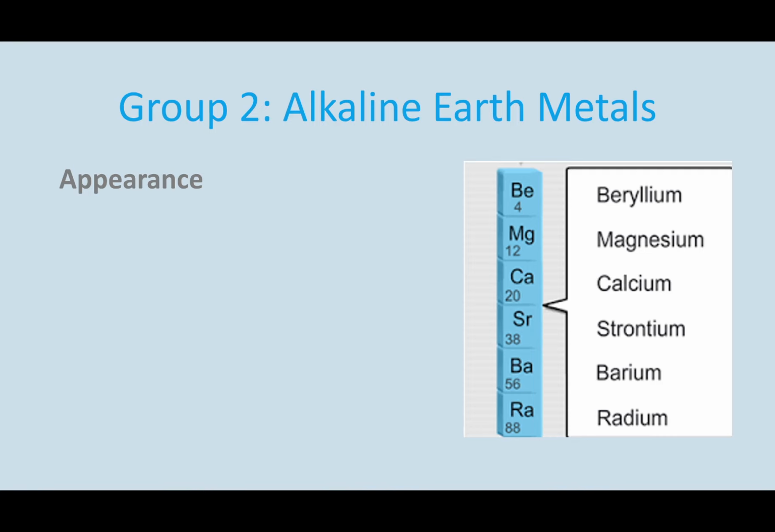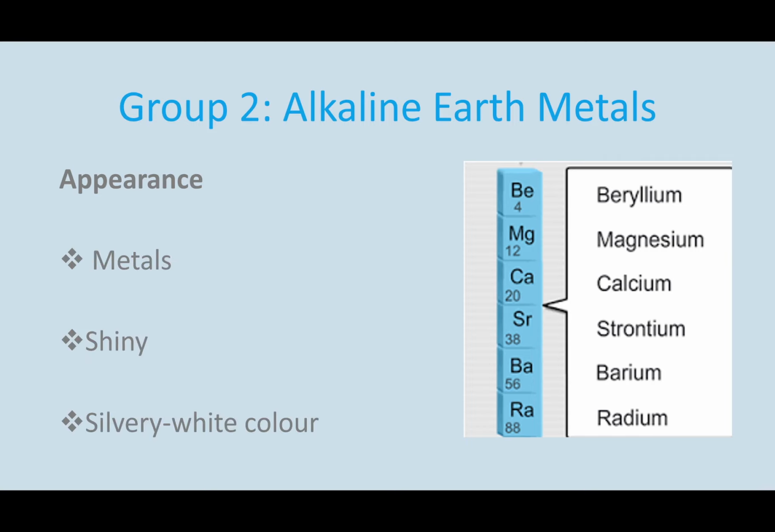Group 2 are alkaline earth metals. So this is the second column in the periodic table. Looking at beryllium, magnesium, calcium, strontium, barium, and radium. Again, we're only looking at the first 20, so really just the first 3 in this group. Beryllium, magnesium, and calcium are the ones we're concerned about.